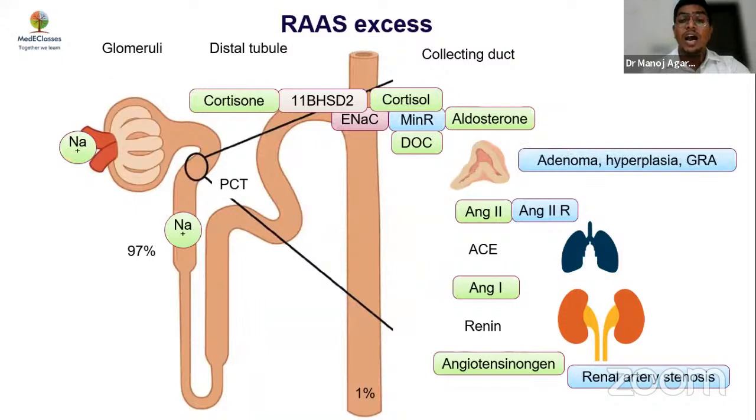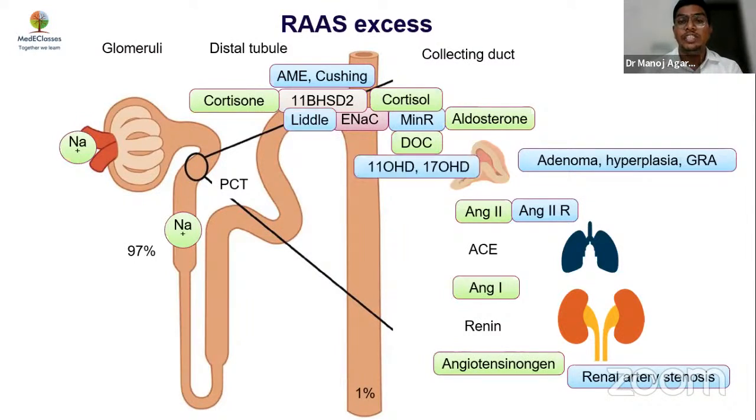causes the hypokalemia. Aldosterone-producing tumors like adenoma, hyperplasia, or glucocorticoid remediable aldosteronism, where ACTH is working on the aldosterone, where hypokalemia is more likely. And finally, in the third category, if there is Cushing syndrome, where the excessive cortisol is also working on the aldosterone receptor, it causes hypokalemia. AME, Liddle syndrome, and CAH, like 11 hydroxylase deficiency and 17 hydroxylase deficiency, also cause hypokalemia. So now we will discuss each and every entity in detail.